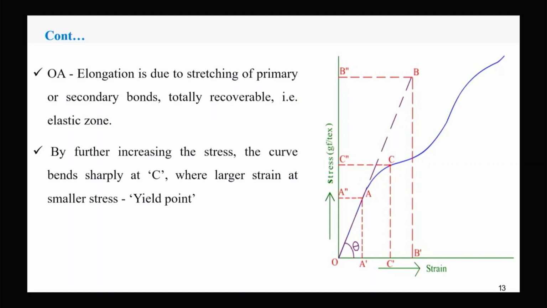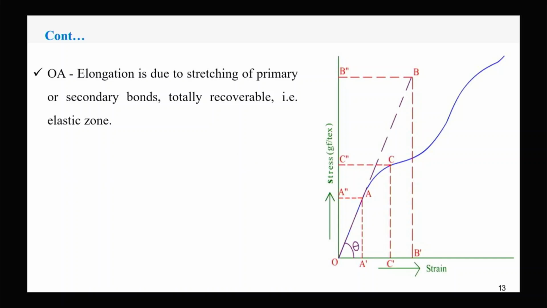Okay. Now let us see what is happening within this. Why the nature of curves are different. It's behaving like this. So OA is elongation due to stretching of primary and secondary bonds within the fiber. If you have a fiber, so I will draw in a different color. These are the fiber molecules. So there will be some bonds between the molecules.